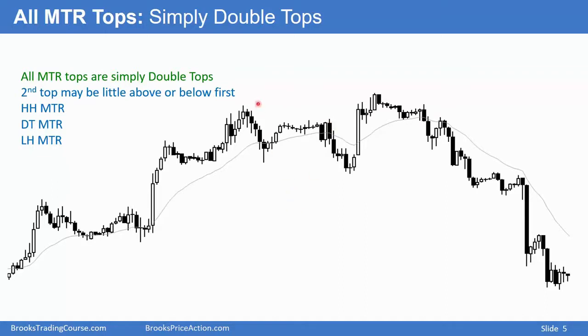Sometimes you get perfect double tops, but they're rare. This could have been close to a perfect double top. This was slightly above that. Perfect double tops are rare because to get it to exactly the same price is unusual. Normally it's a little bit above, higher high, or a little bit below, lower high. A lower high major trend reversal, a type of double top. Higher high major trend reversal, a type of double top.